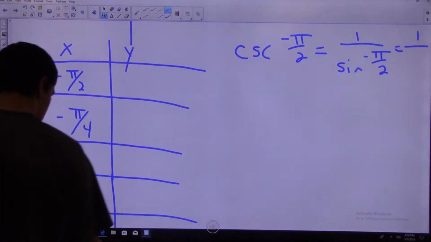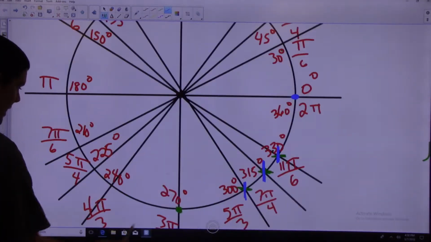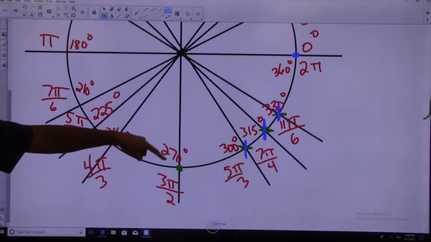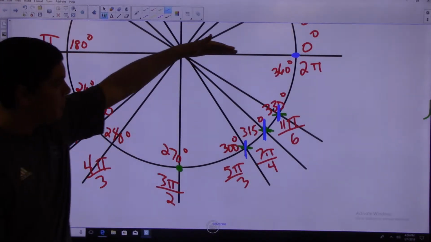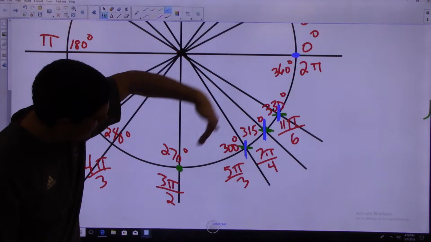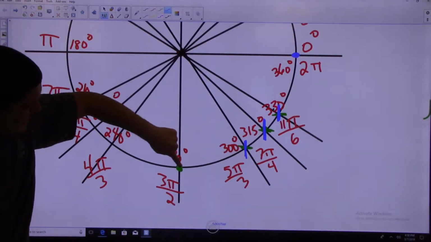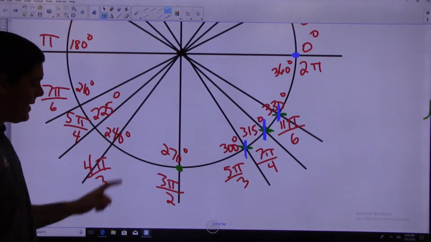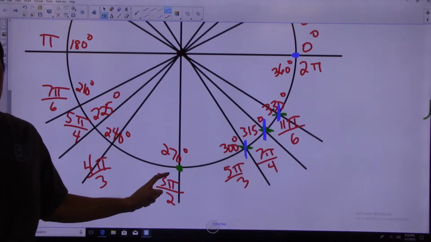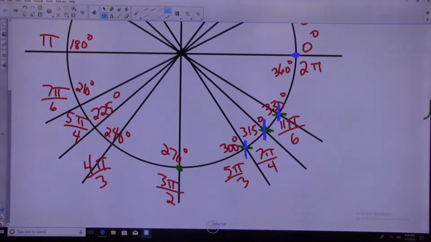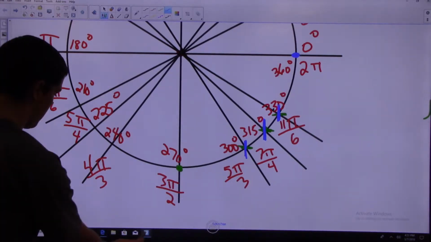Well, let's check it. So let's go to the unit circle. Again, negative pi over 2 is going to be down here, the same position as 3 pi over 2. Remember, negative angles, we open clockwise. So that's going to be negative pi over 2. And so if that's negative pi over 2, the y value of that point is negative 1, right? So yeah, negative 1 is what we're going to fill in there.